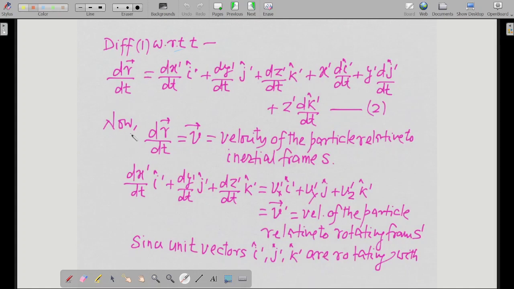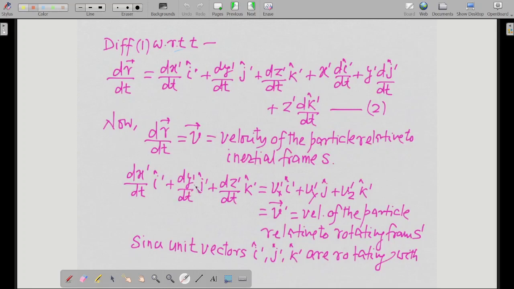Although dr by dt can also be taken with respect to S prime, as S prime is rotating, that's why we are not considering that. So v is linear velocity, not angular. This is the linear velocity of the particle relative to the inertial frame S.